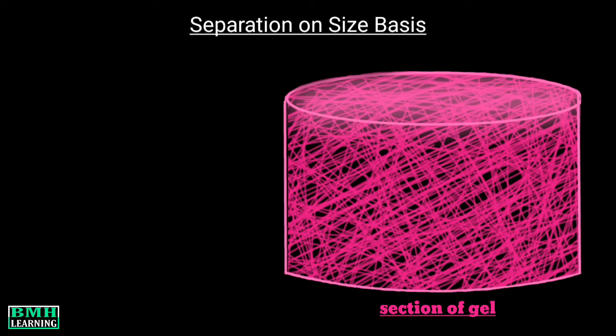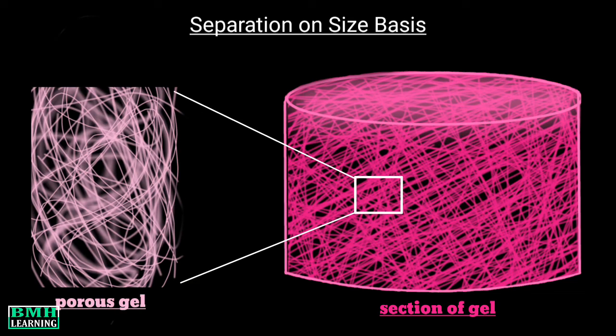If that is the case, the gel should be porous, as you can see in the diagram. So what's happening is that the gel is formed of microscopic particles. These microscopic particles attach to one another, which forms microscopic tunnels. Now these tunnels act as molecular sieves through which the molecules will travel.